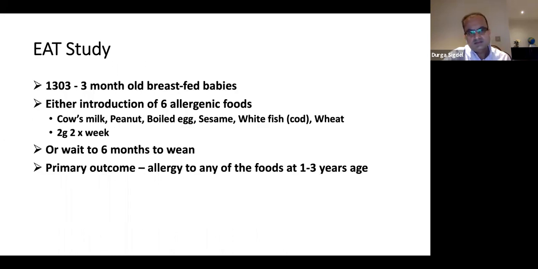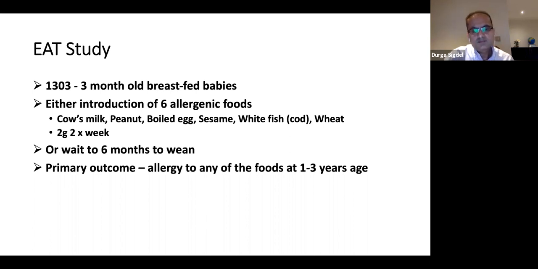Similarly, there was another study which is called the EAT study, Enquiring About Tolerance. More than 1,000 children were enrolled in this study, and what they looked at is, if you introduce allergenic food in children's diet early, what happens? So children were randomized into two groups. One group was given allergenic food early, from 3 months onward. 6 foods were given: milk, peanut, egg, sesame, white fish, and wheat. And another group of children were not given these allergenic foods until 6 months, which is standard practice.